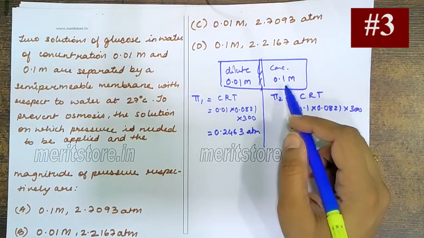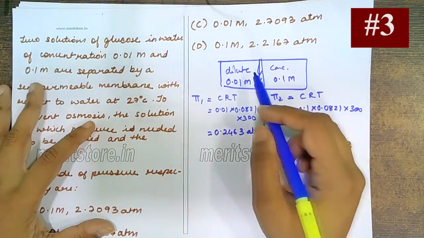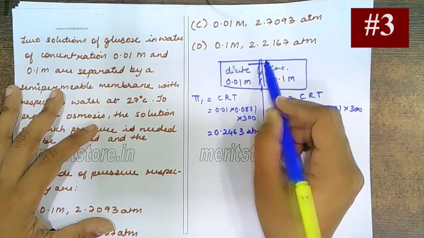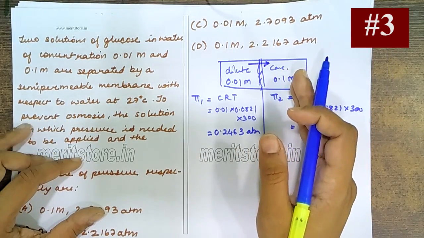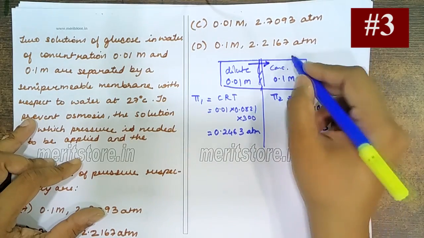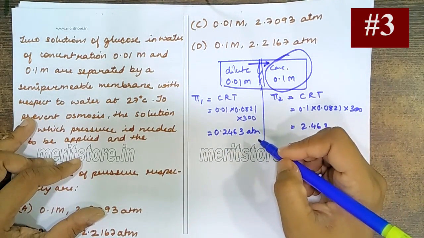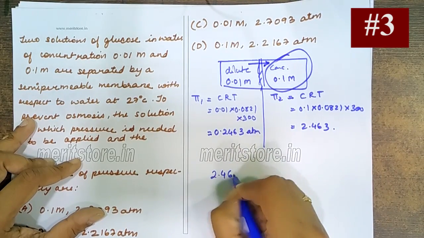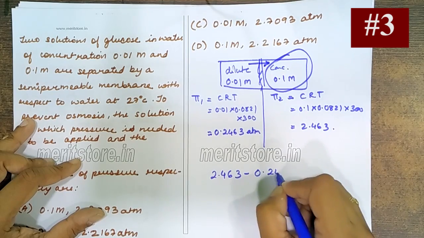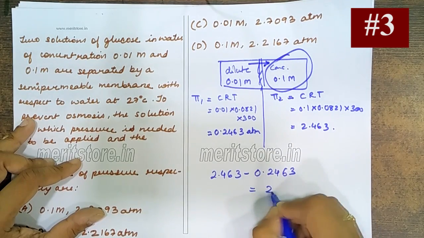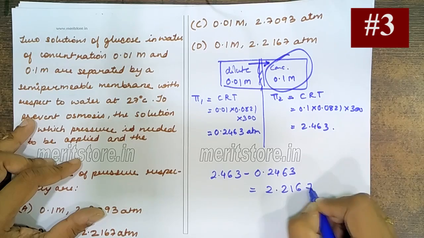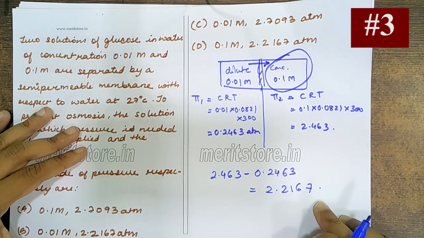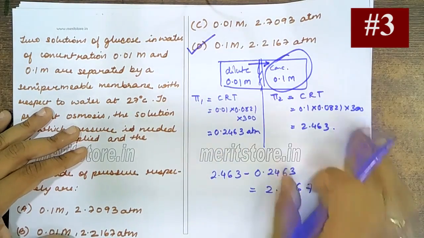This has more pressure. So definitely there will be a flow from 0.01 molar to 0.1. So if we have to stop this particular flow, we have to apply pressure on the side of 0.1 molar. And how much pressure is to be applied? The difference between the two. So 2.463 minus 0.2463 is equal to 2.2167. So our answer is 0.1 and 2.2167. So our answer is option D.